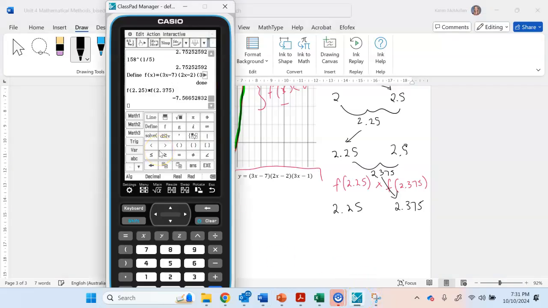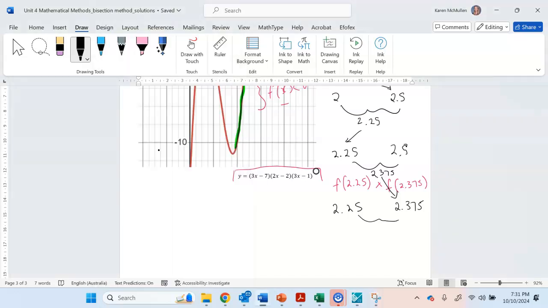So again, we're going to find the midpoint, 2.25 plus 2.375, just finding the midpoint now, so divide by 2, and we get 2.3125. All right, so on my calculator, I'm going to do f of 2.25 times f of c, so not A and B, it's f of c, 2.3125. And see what I get.